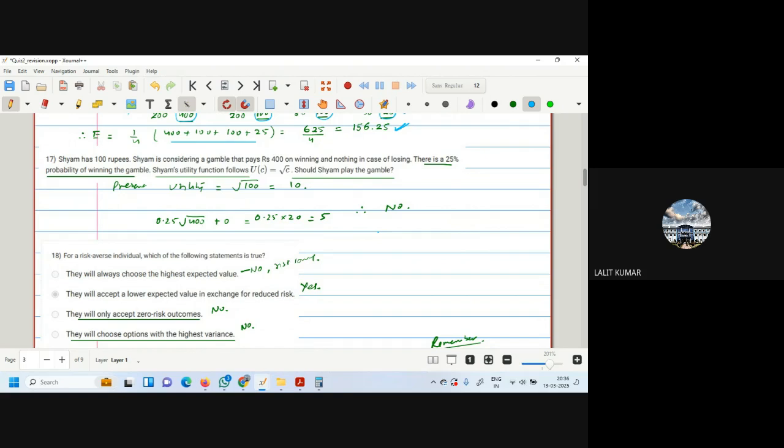Next, Sham has 100 rupees. He is considering a gamble that pays rupees 400 on winning and nothing in case of losing. There is a 25% probability of winning the game. His utility function is given by root C. Should Sham take the gamble?